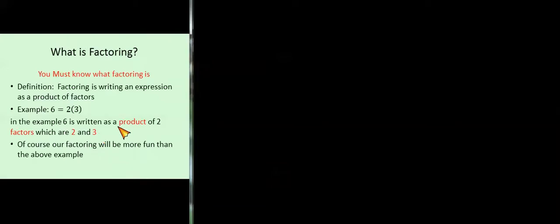First of all, what is factoring? It's important that you know what you're doing, not just be able to do the steps, but understand exactly what it is. Definition of factoring. Factoring is writing an expression as a product of factors. And you've done this in elementary school. You take 6, for instance, and you write it as 2 times 3. It's the product of 2 and 3. 2 and 3 are factors. You can break this number up into a product of factors, unless it's prime. Of course, what we're doing is a lot more fun.